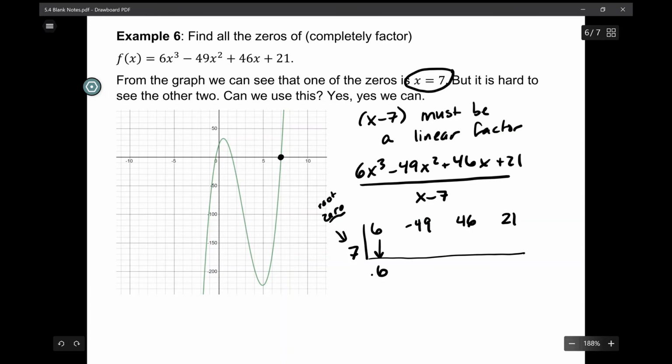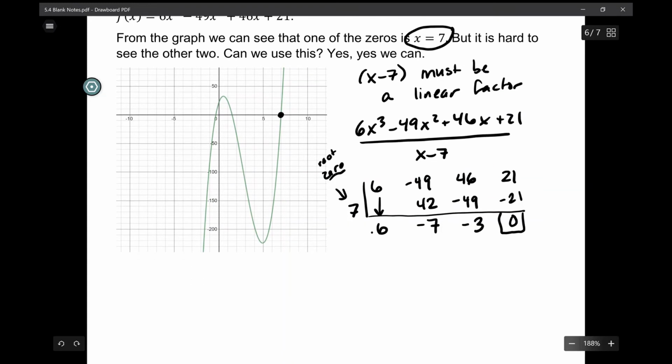7 times 6 is 42. Add down, -7. -7 times 7 is -49. Add down, -3. -3 times 7 is -21. And good, we got a remainder of 0, which we were expecting, because we know that if 7 is a 0, x minus 7 is a linear factor and should divide evenly into this polynomial.